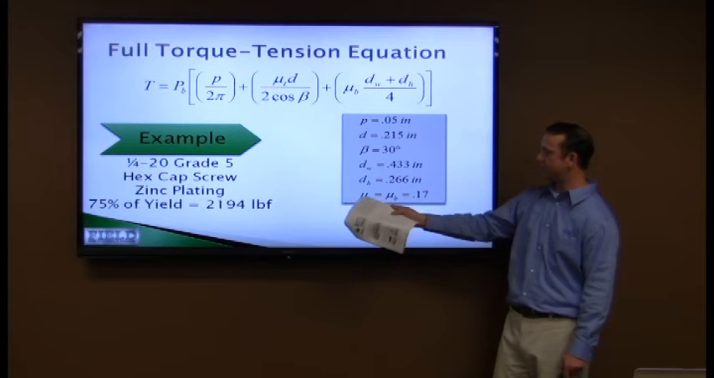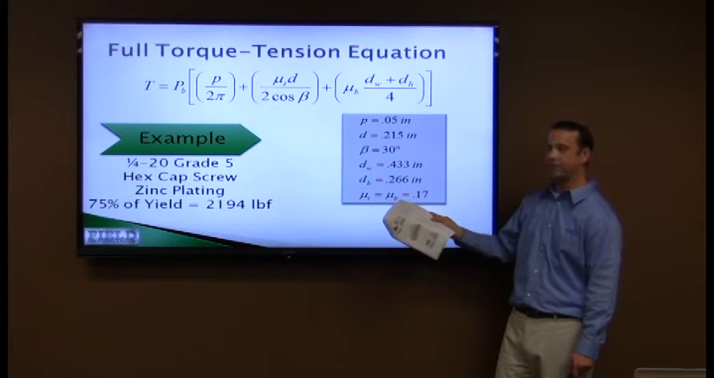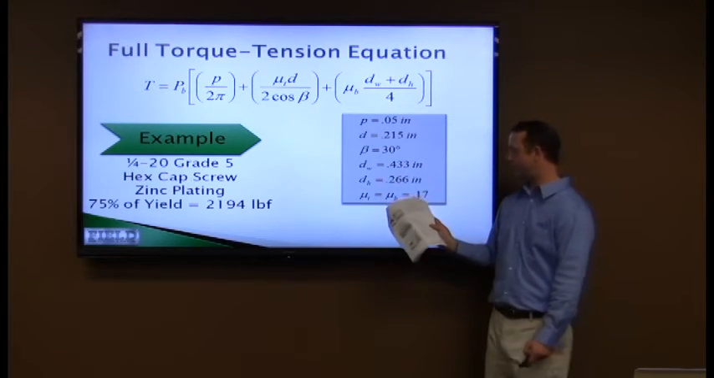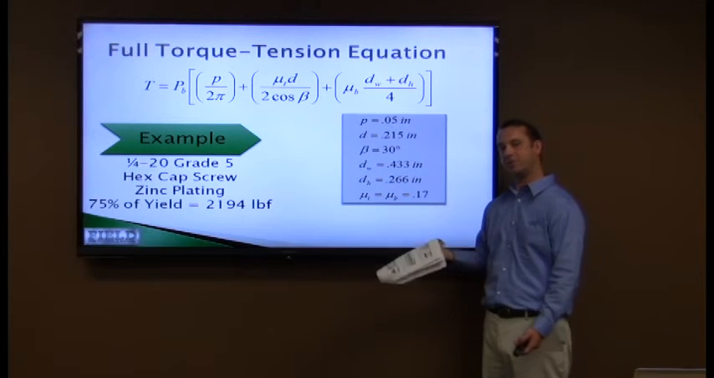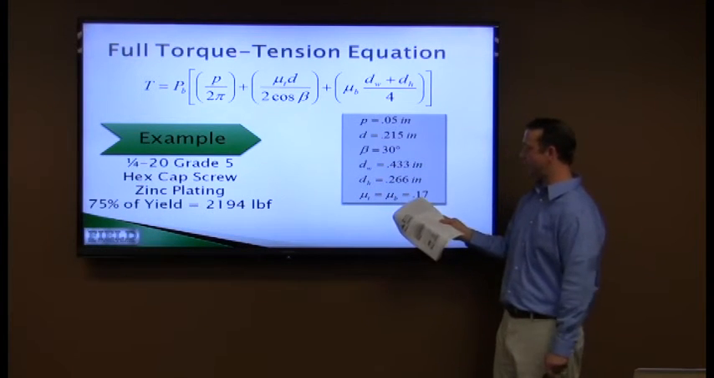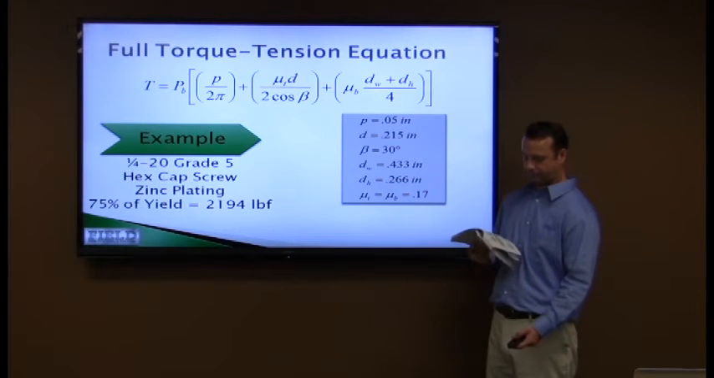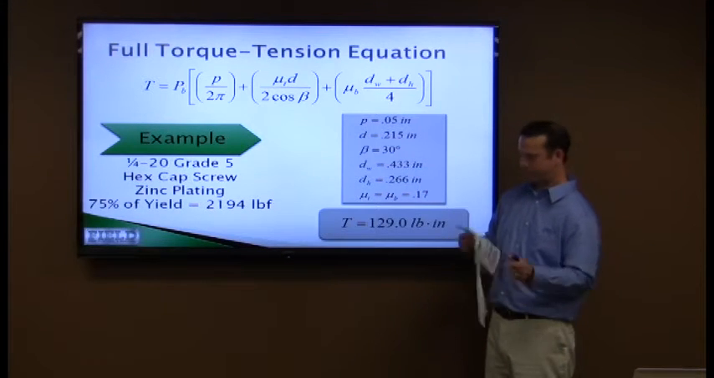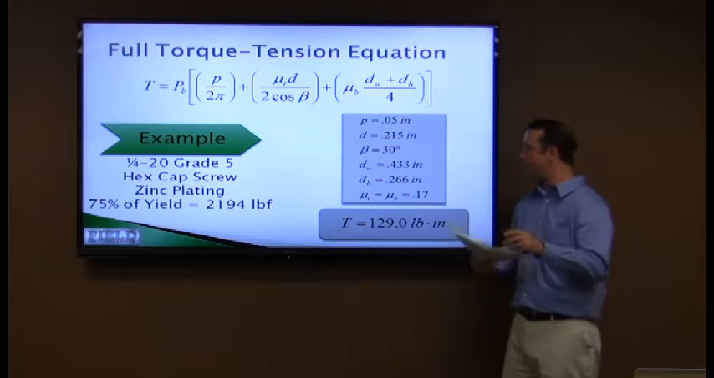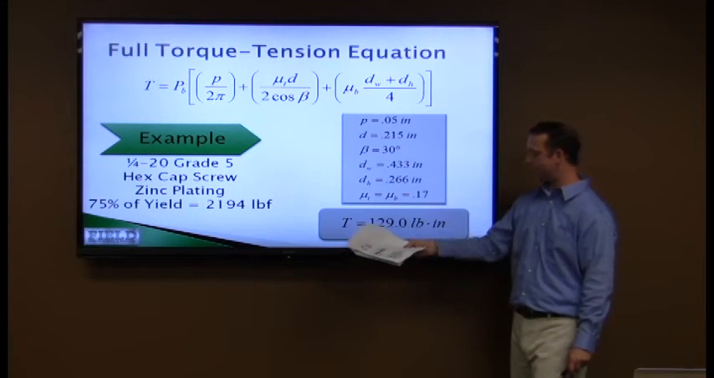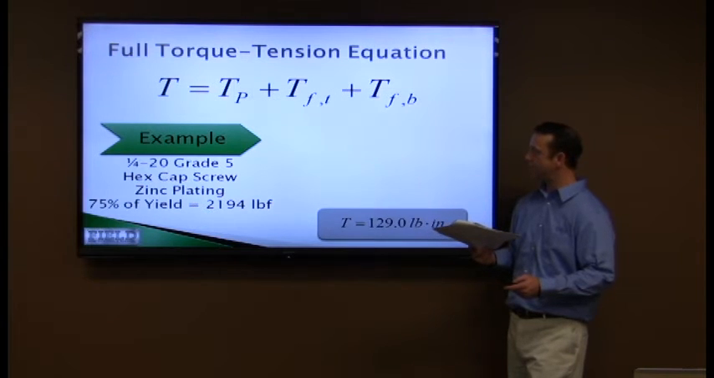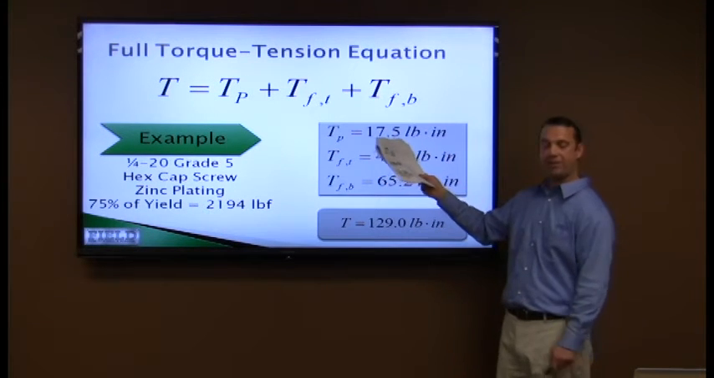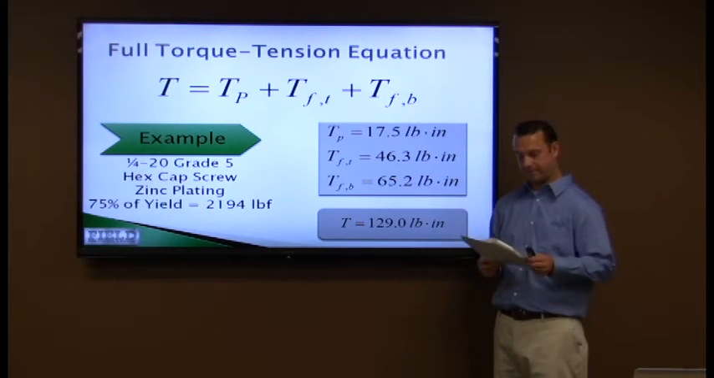And then our coefficients of friction of both the thread and the bearing surface. Generally, in most cases, the coefficient of friction is the same in the two, because they generally have similar surface finishes with similar platings. So in this case, it's 0.17 for both of these. Now if we do all this math right here, our torque is 129 inch-pounds. It's a lot different than the 17.5 inch-pounds we found originally.